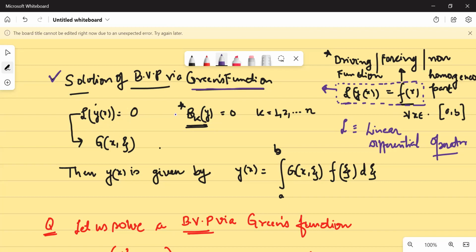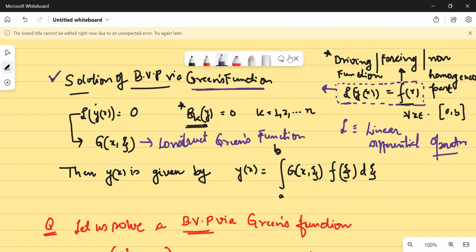What I would do is not consider this particular differential equation. That is, I'll not consider the inhomogeneous differential equation. Rather, I will consider only the homogeneous part. Okay, so if I solve this homogeneous part, I will construct a Green's function for it. So I will construct a Green's function for your homogeneous part.